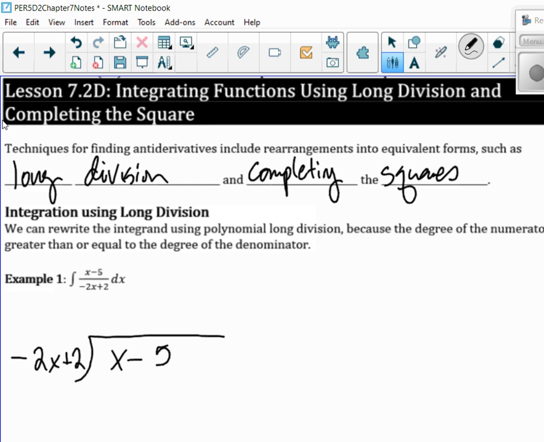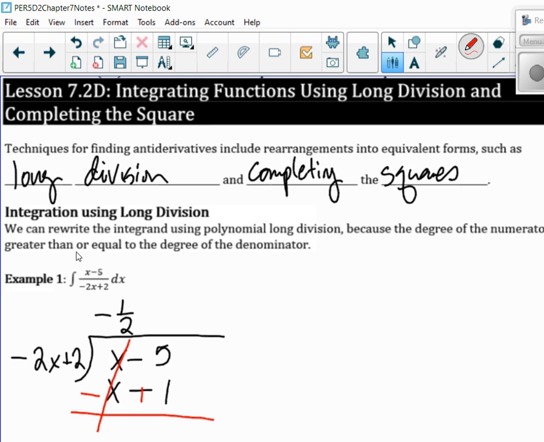Okay, how many times does minus 2x go into x? Try again. How many times does negative 2x go into x? Yes, negative a half. Thank you. So negative a half times negative 2x is positive x. Negative a half times positive 2 is minus 1. Then what do we do? We change the signs and we subtract.